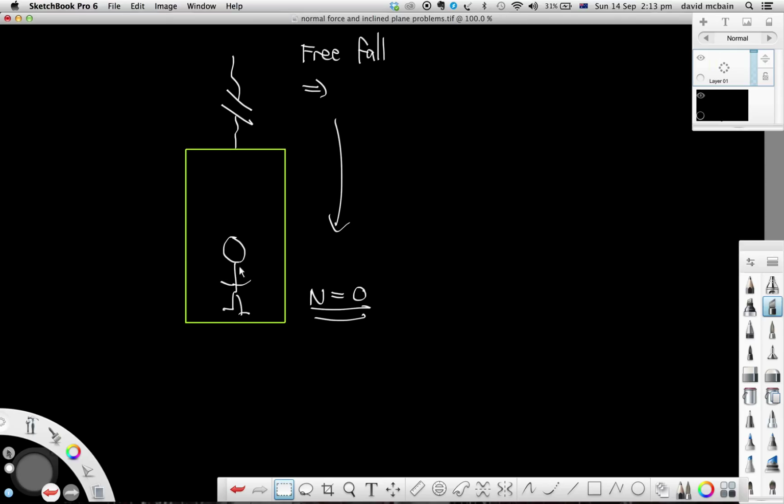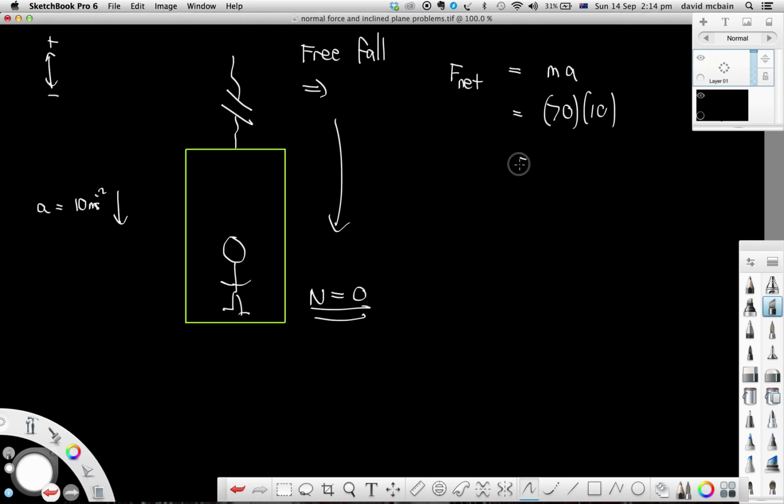net force. Well, let's have a look what the net force is. Remember, F net. If they're in free fall, then their acceleration is going to equal 9.8, or we'll approximate it to 10 meters per second squared, acting in the downward direction. Up is positive, down is negative, like the other three problems we've done. So the net force is going to equal ma, Newton's second law. It's going to be 70 multiplied by 10, which is 700 newtons. So there's our net force.